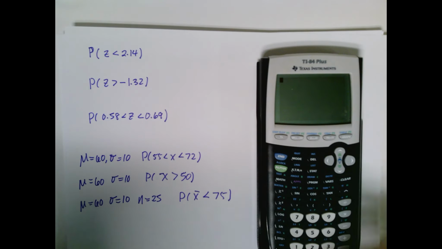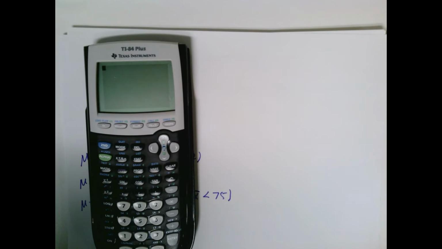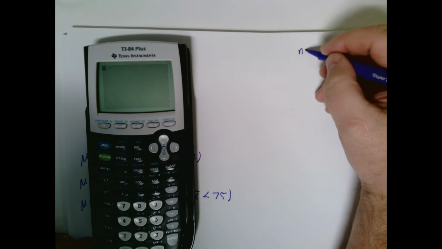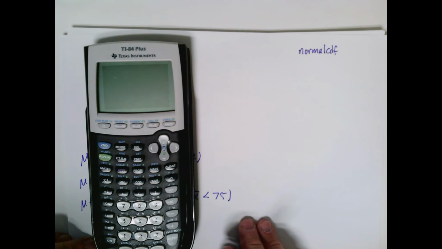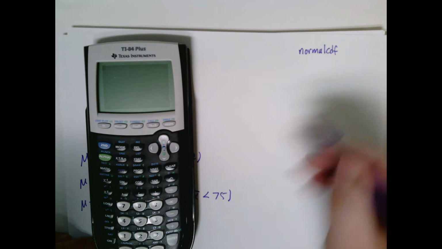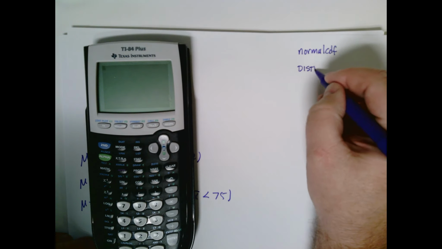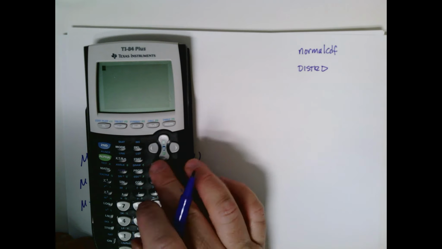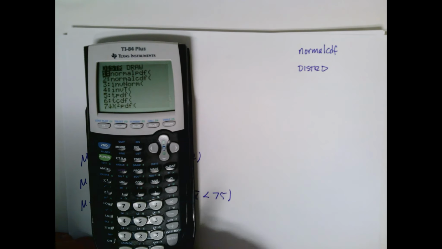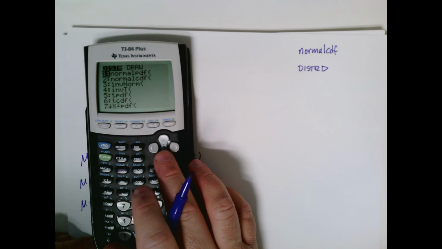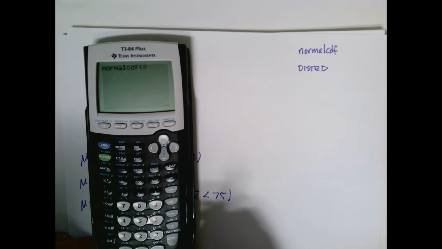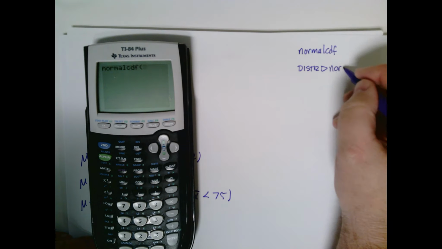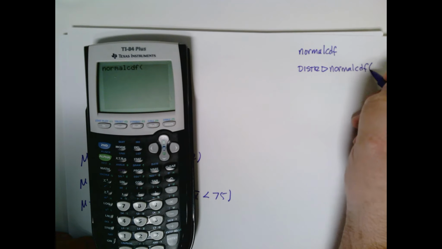We're going to use something called the normal cumulative distribution function, and in the calculator it looks like normalcdf. So that's what we're going to look for. You go to DISTR, which stands for distributions, so we hit second and go there. Now you'll notice that the second one is the normalcdf, and you hit enter. It'll come up like that.